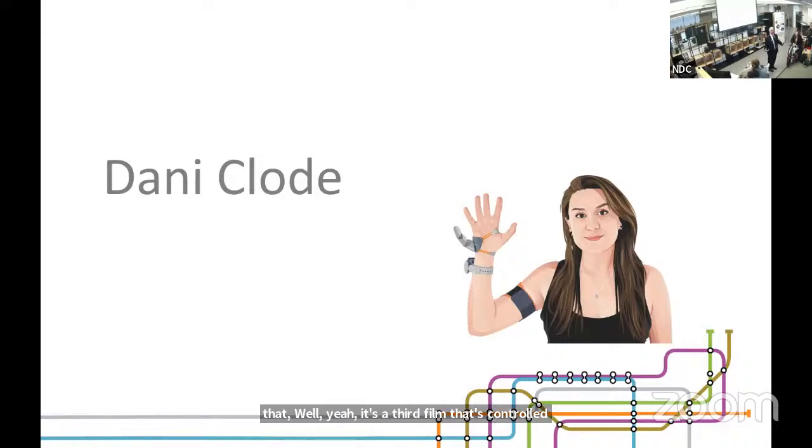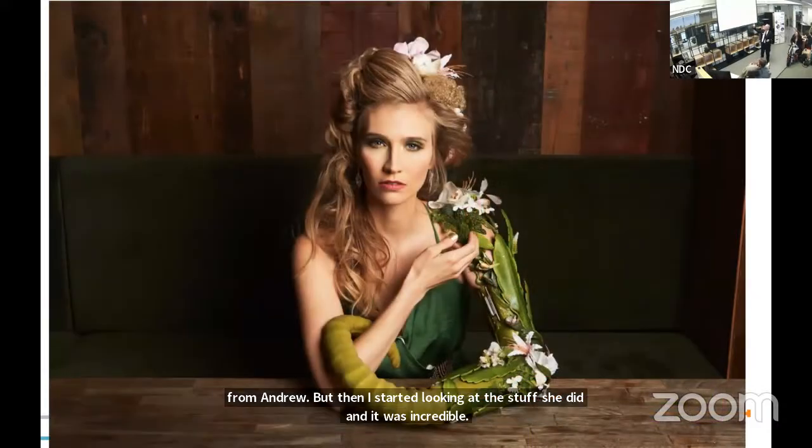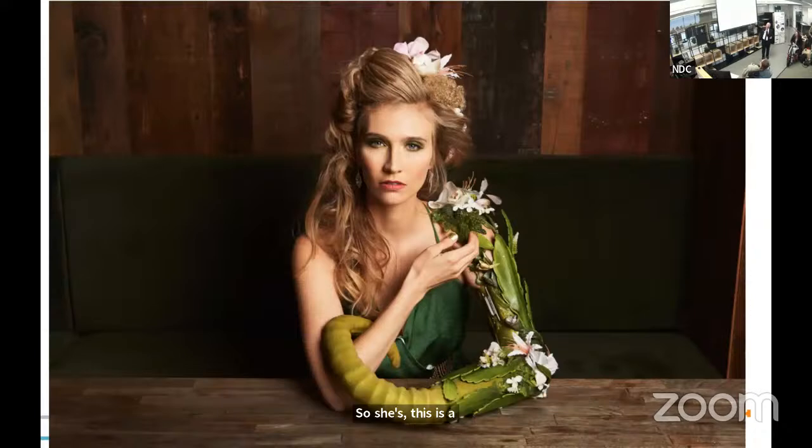She herself doesn't have a disability, but she works in the area of prosthetics, and it was amazing. And what she'd done was she'd developed this as part of a project to see how the brain adapts when it has an augmented bit attached, and it does actually adapt, as we might hear later from Andrew. But then I started looking at the stuff she did, and it was incredible. So this is a product she developed. You can't see the bottom of it.